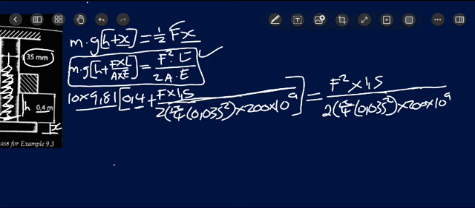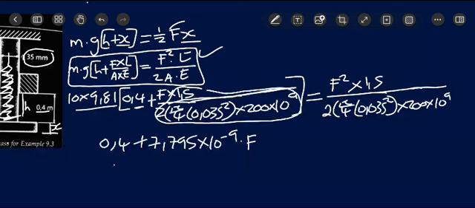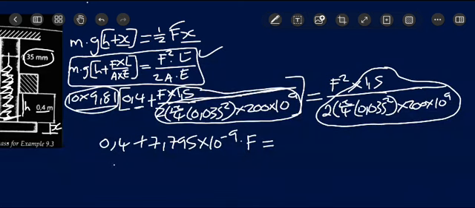So here, on this side, if you punch that, we should obtain 0.4 plus 7.795 times 10 to the power of minus 9 multiplied by f. Because we have f, we simply punch this on the calculator. This will be equal to the right-hand side, and you punch this on the calculator.